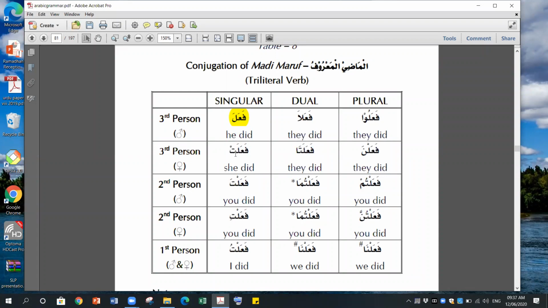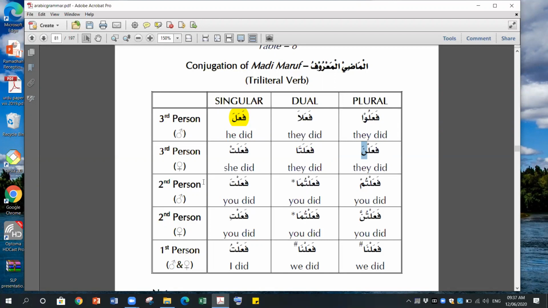Fa'alata. This was fa'ala till here, and we just added one alif. It has become fa'alata, meaning these both girls did. And fa'alna is a little different. We just added one noon. Look at the root word fa, ain, lam. We just added one noon, and this is called noon niswa. So it will be katabna, these all girls have written. Sharibna, these all girls have drunk.